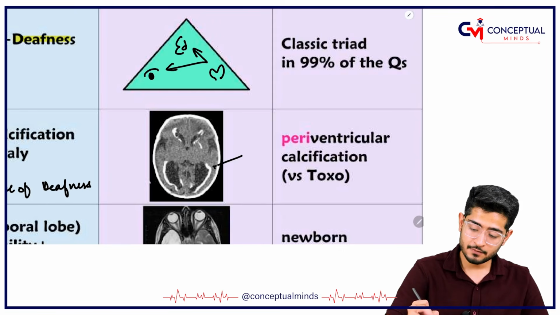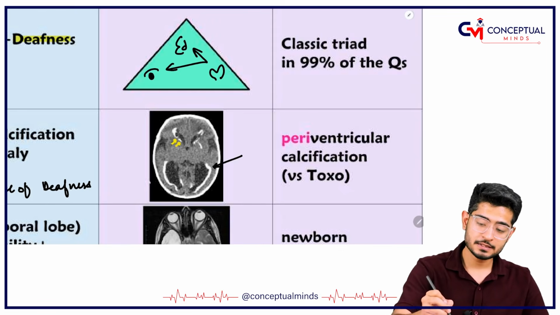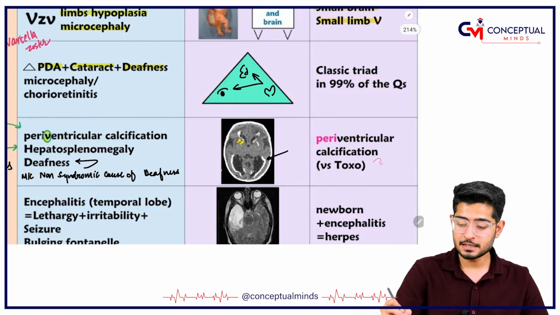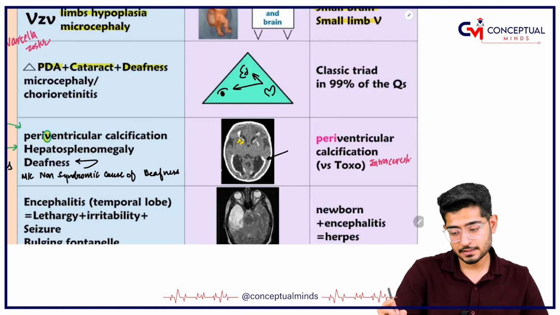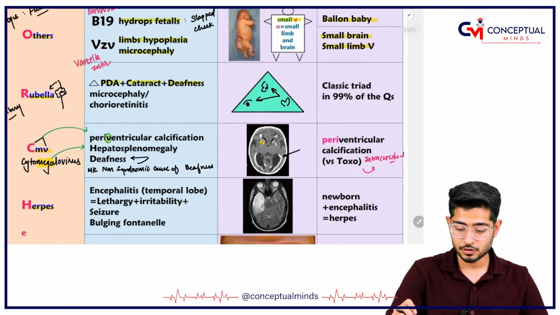Can you see periventricular calcifications here? It is around the ventricles, whereas in toxoplasma it is intracerebral. Okay, intracerebral is seen in the toxoplasma.